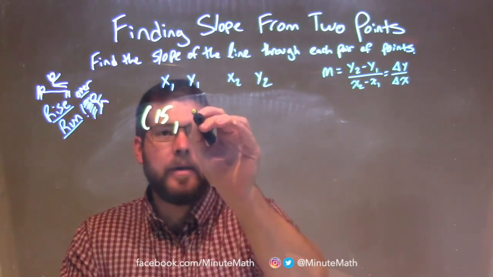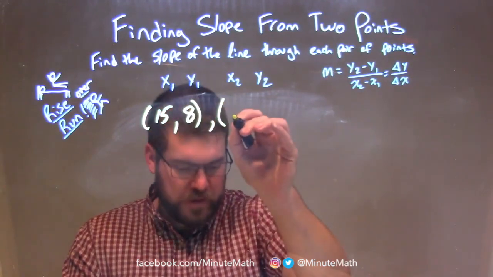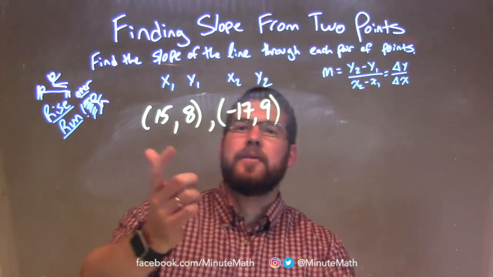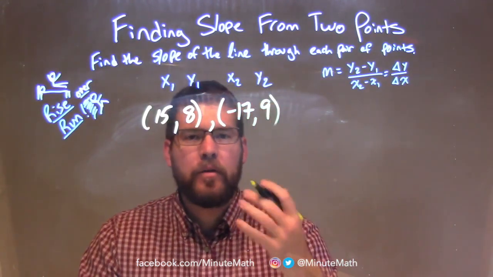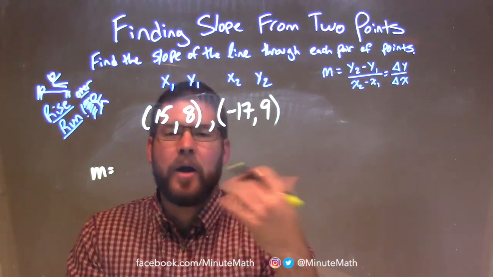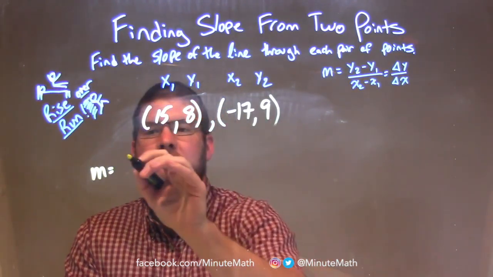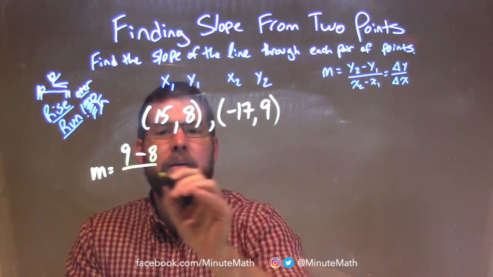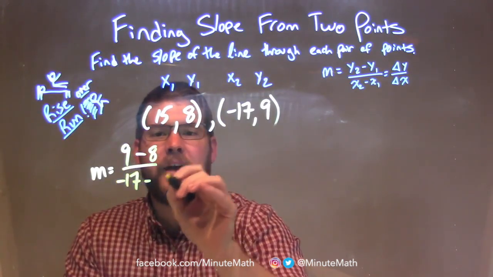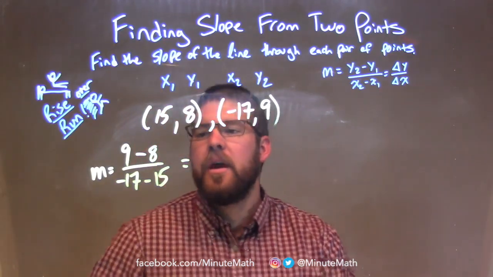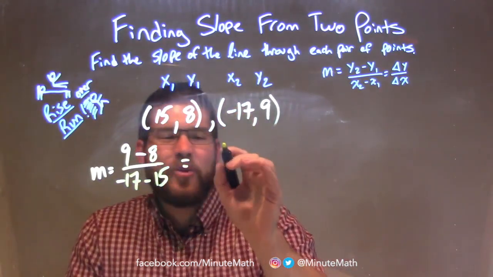15, 8. And my second point to be negative 17, 9. Okay? So I have my 2 points here. Well, I need to follow the slope formula written right there. y2 minus y1 over x2 minus x1. 9 being my y2 minus 8 my y1 over x2 negative 17 minus x1 15. Okay? Well, let's simplify this. 9 minus 8 is good old 1.